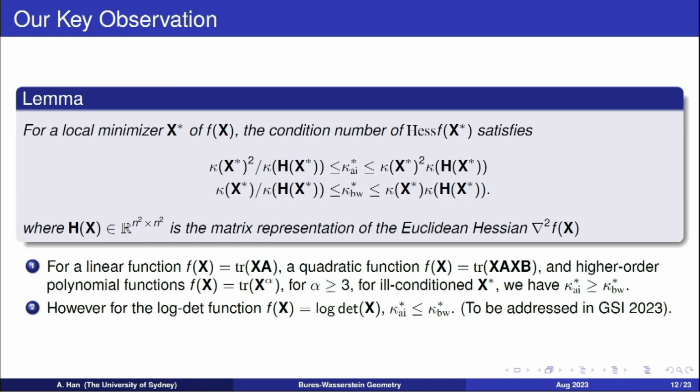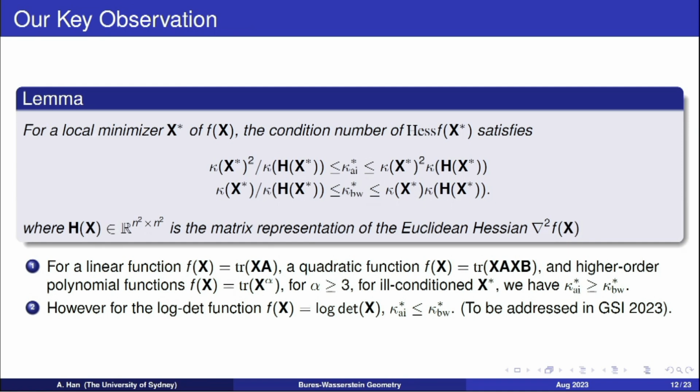Also, we can see here that the condition number bound also depends on the condition number of the Euclidean Hessian, this H x star. The consequences of these bounds are that for the linear function, quadratic function, and higher order polynomial functions, we can actually show the condition number on the affine invariant geometry is larger than BW, especially for ill-conditioned x star.